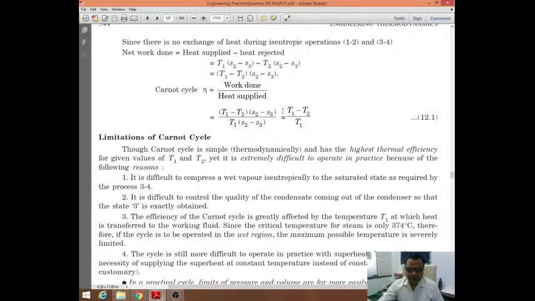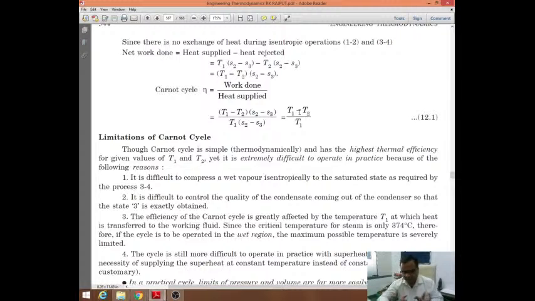This equation shows us that the Carnot cycle efficiency depends on two important factors, that is the value of T1 and the value of T2. If you want to improve the efficiency, the temperature T1 shall be as high as possible and temperature T2 shall be as small as possible. So if you want to achieve highest efficiency, you have to supply the heat at highest possible temperature and reject the heat at lowest possible temperature.